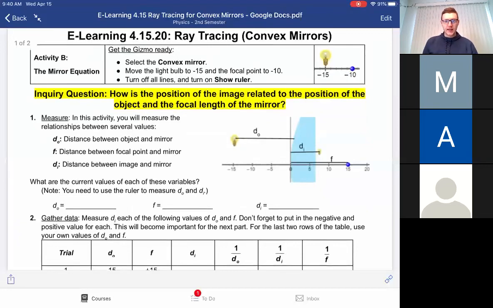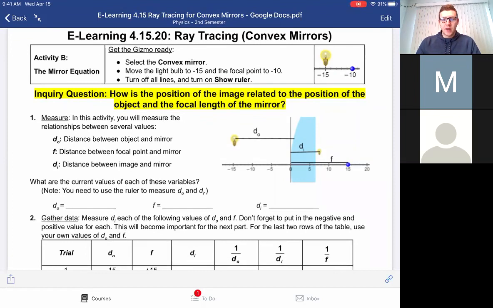So for activity B, what it's saying is, first, let's look at the top. It says you want to select that it's a convex mirror. That means it's the outside curve. Remember at the beginning they talked about the spoon: the inside of the spoon where you eat is the inside, and the outside is the back end. So convex is curved outward.